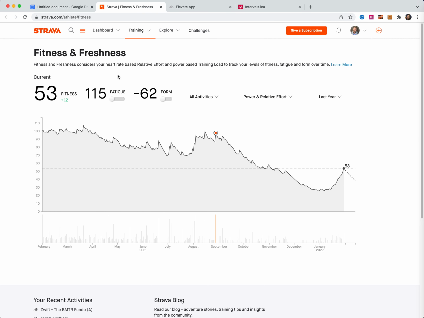The Strava Fitness and Freshness features, you need a pro account to have access to this information. It doesn't really give you a lot of useful, actionable information here. And I didn't really understand the value of this chart for a very long time, up until really just recently.